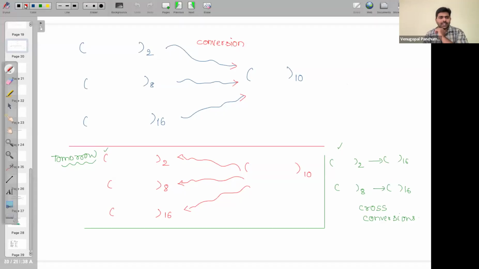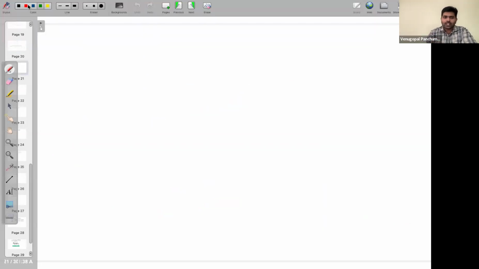Yes. So friends, yesterday we stopped at this slide, right? We have seen that given a number in binary or octal or hexadecimal, how to convert it into a decimal. Now in today's class, we will do the reverse procedure. Given a number in decimal, how are you going to convert it to binary or octal or hexadecimal? It's a very simple process. So let's see how we can do this.